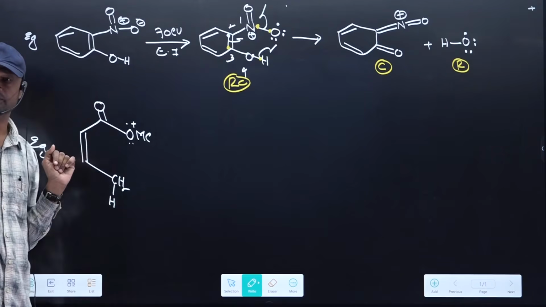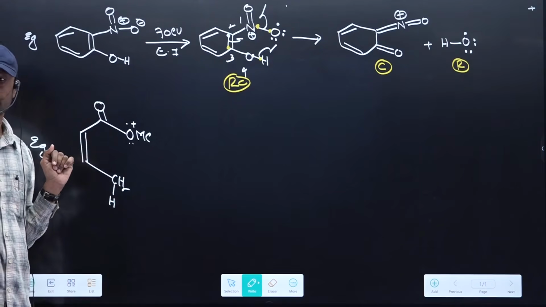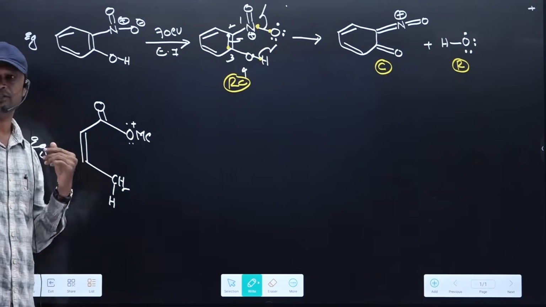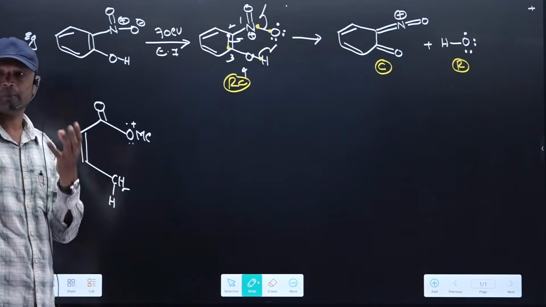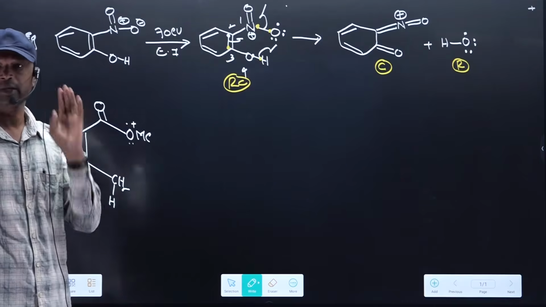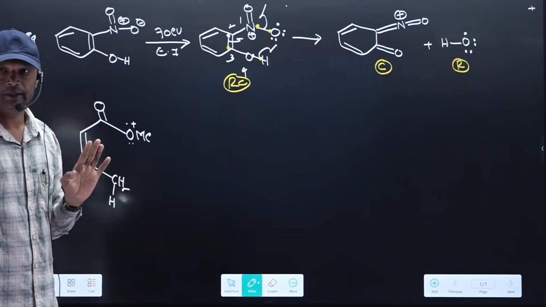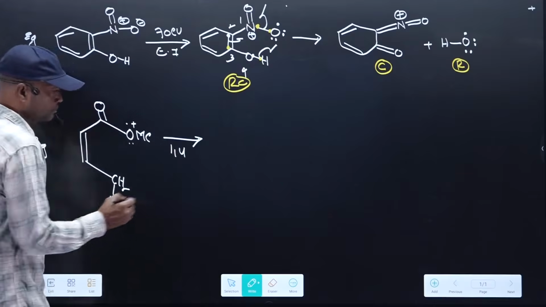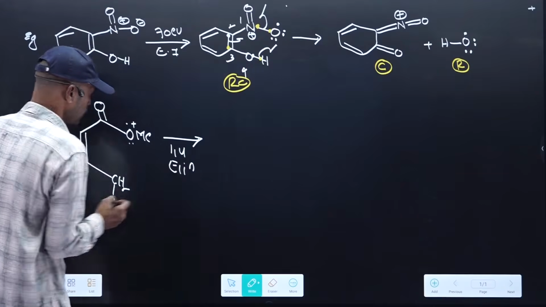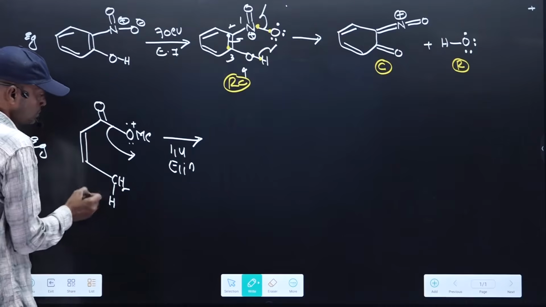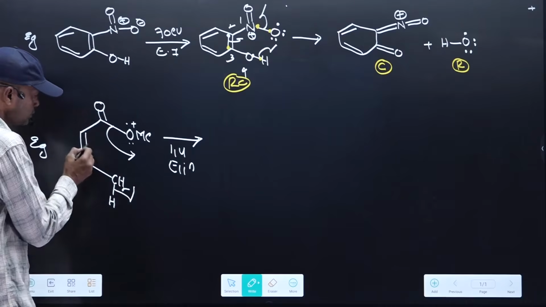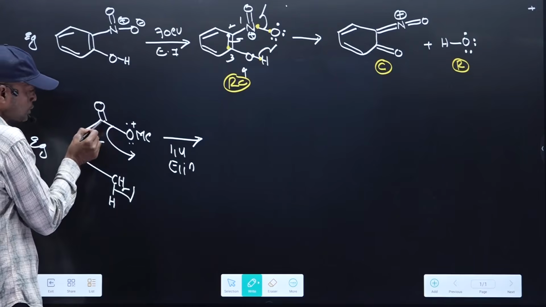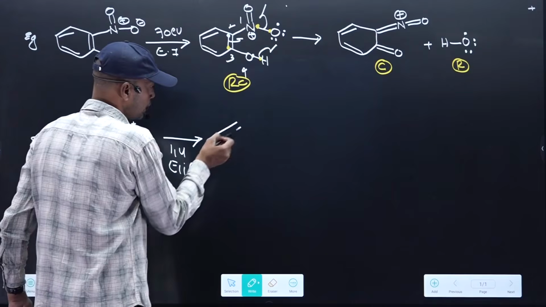Why is it not ortho elimination? Because it is not aromatic first of all. You can say ortho, para, meta only if it is aromatic. Clear? So it is an example of 1,4 elimination. See, this is heterolysis. Then this is homolysis. And here homolysis. Then what is the charge? Positive, radical.